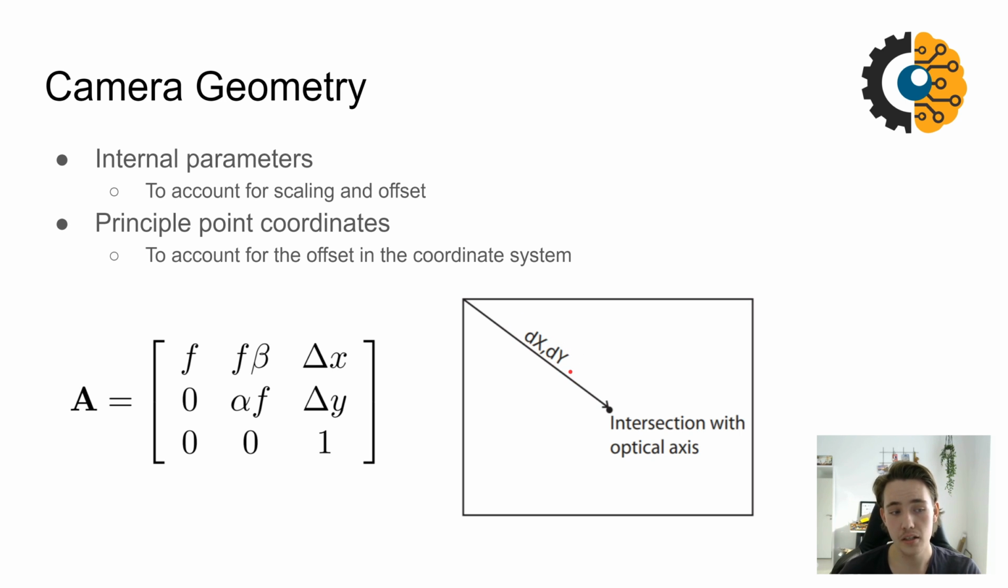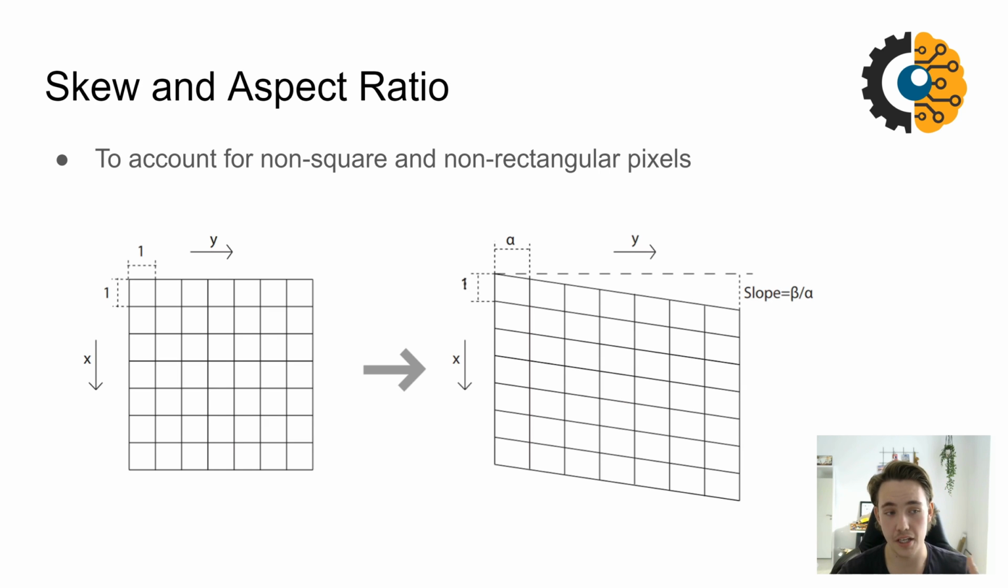So we can also take that into account with our A matrix here. With this A matrix we account both for the scaling and offset in our image, and also for the offset in the actual coordinate system from the intersection with the optical axis. So I'm going to show you the next slide to get a better understanding of what this skew and aspect ratio is, where we talk about this alpha value.